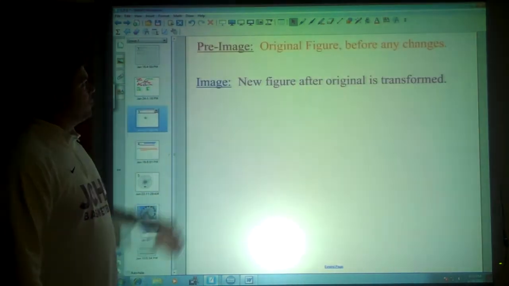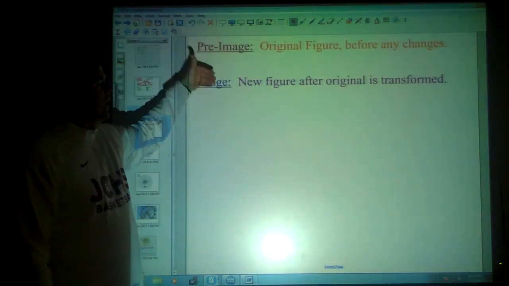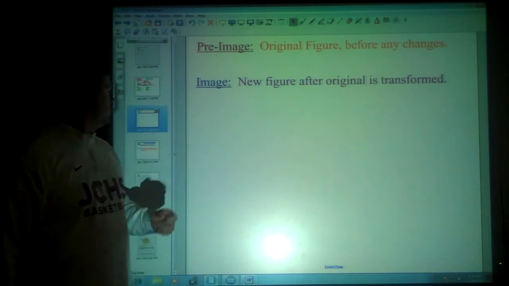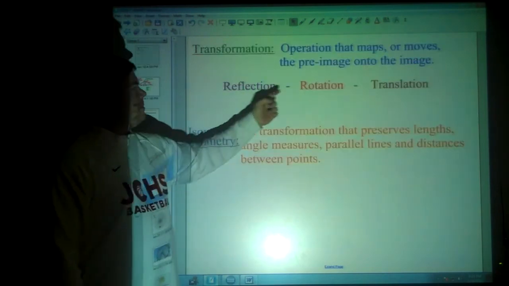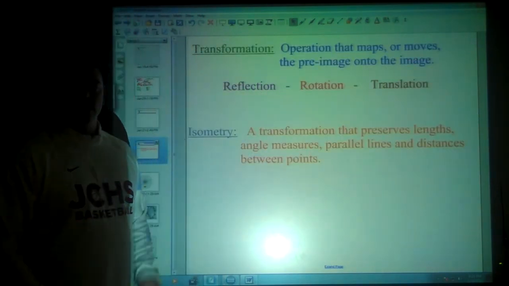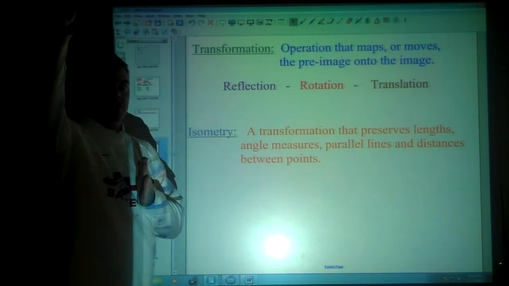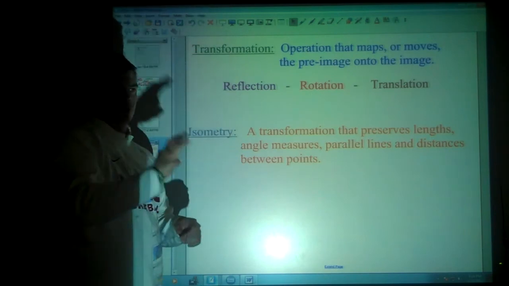So again, you have the pre-image, which is the original, and then the image is the new figure after a transformation took place. And you have these three main transformations: reflection, translation, rotation. Those are your three to look for.